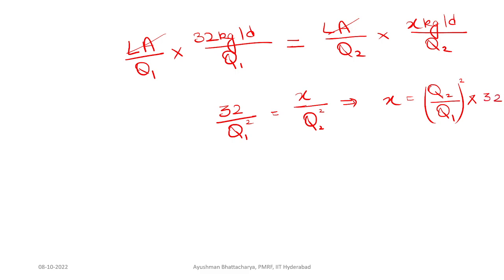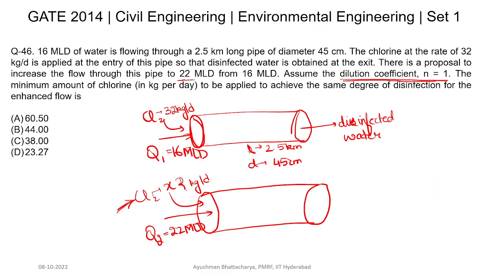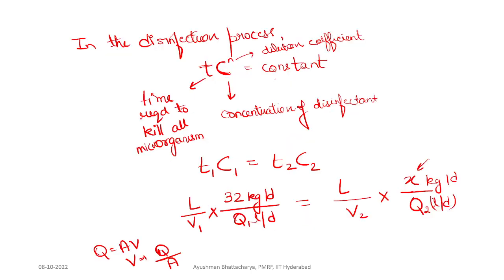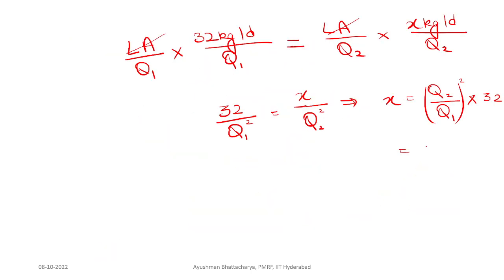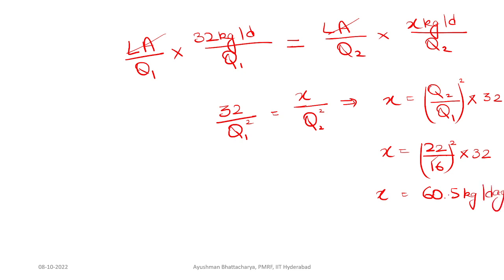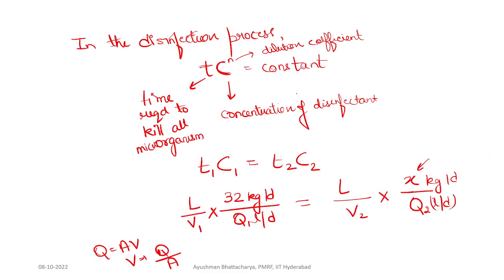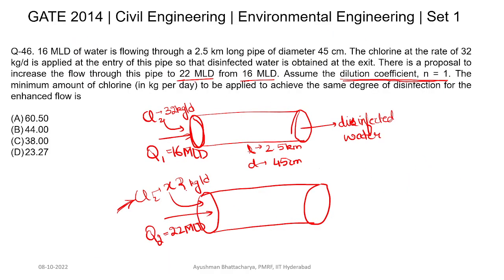After adding the values, Q2 is 22 MLD, as mentioned in the question, and Q1 is 16 MLD. If we substitute the values, the amount of chlorine X will come out to be 60.5 kg per day. So this is the minimum amount of chlorine that needs to be added to achieve the same degree of disinfection which they are achieving initially. So the answer will be 60.5. Option A is correct.